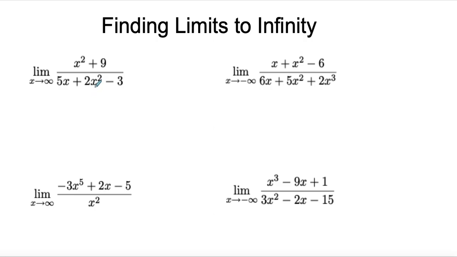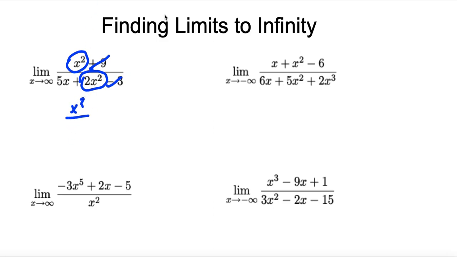So as we get to the ends of the graph and x is getting larger and larger, the 9 and the negative 3 in this first example don't really matter because they're not going to influence the y value that it approaches as x approaches infinity. But what does matter is the highest power in the numerator and the highest power in the denominator. So notice in this instance, they're the same.